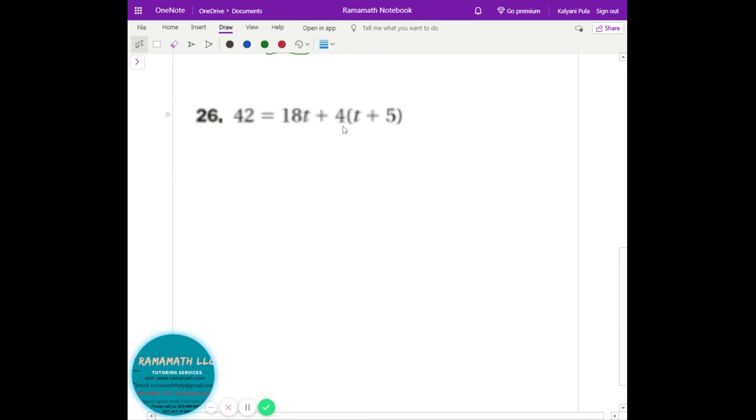Let's try this one. Combine the like terms. First distribute it, and then we can combine the like terms next. So when you see the parentheses, I can distribute to both. That gives you 18t plus 4t plus 20. That's 42. Now combine the like terms, 18t and then 4t. Let's put it together. That gives you 22t plus 20, that's 42.